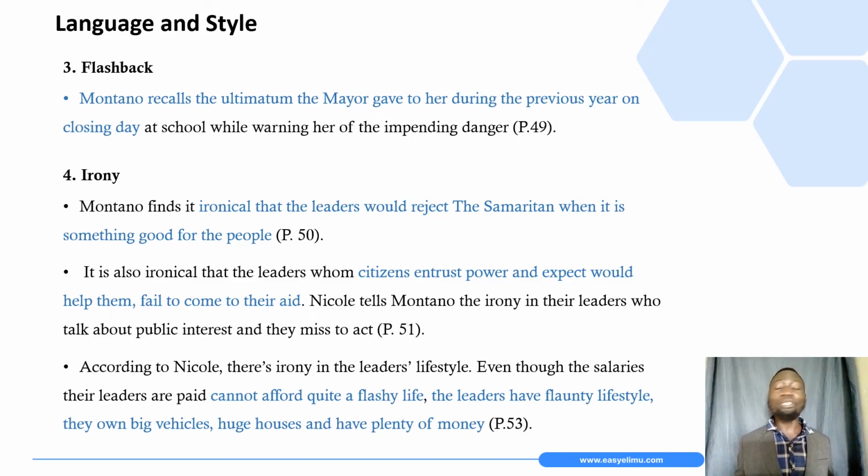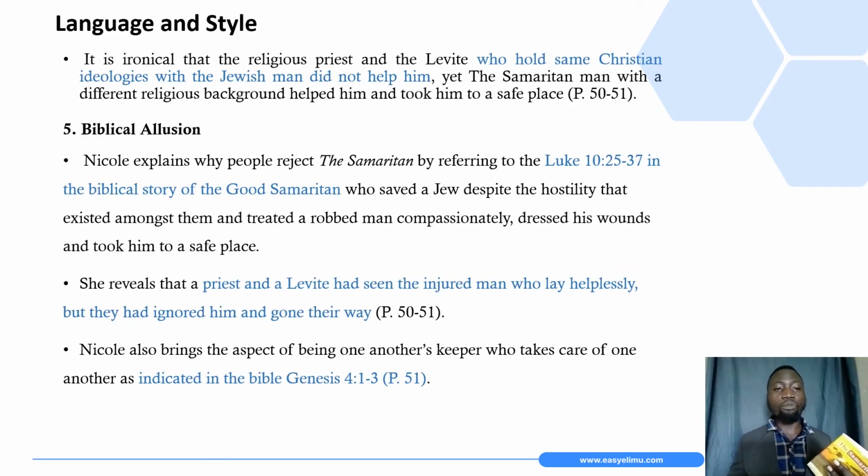So how possible is that? It is impossible. So this is again what is happening in the municipality. So the leaders are living a flaunty lifestyle that cannot be supported by their salaries, as we all know the amount of money that they earn.